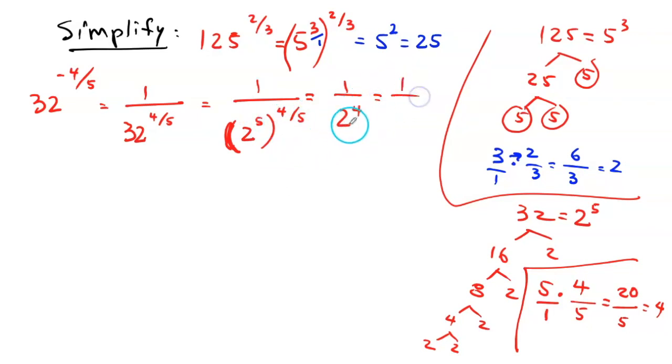You want to solve that. 2 to the 4th is 2 times 2 times 2 times 2, 4 times. 2 times 2 is 4, times 2 is 8, times 2 is 16. Final answer. So if you notice, my properties are the same. The problem here is that I have fractions. So I need to know how to multiply fractions.